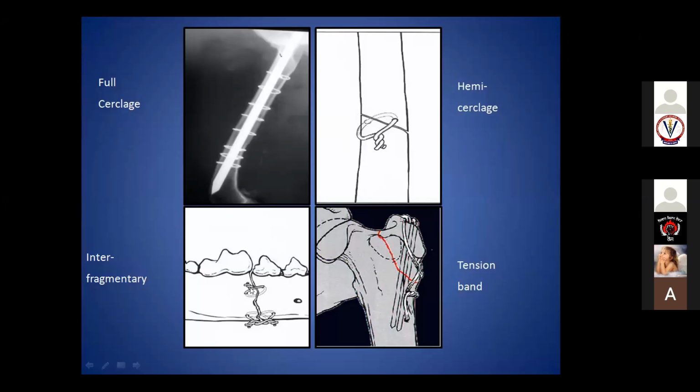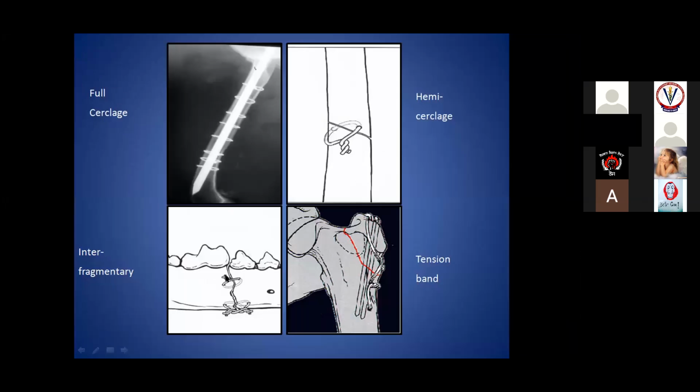The wire can also be used, suppose this is a mandibular fracture. This is the fracture line. This is used as an interfragmentary device. So two wires are used for the repair of the mandibular fracture.